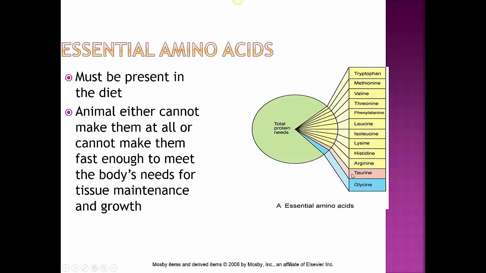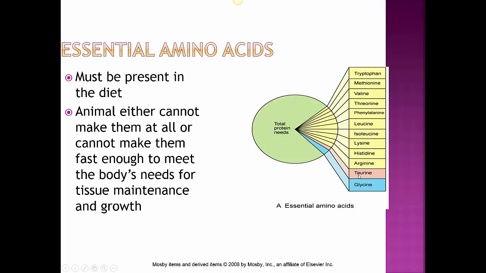Usually it's not a problem if it's from an animal protein source, because taurine is very prevalent in animal cells. However, if you have something like some of your dry foods that are plant-based for cat food, you would want to make sure that they have it added.